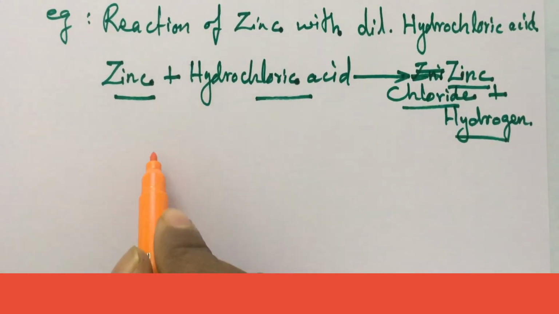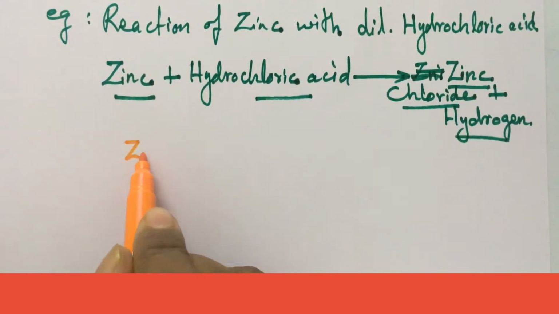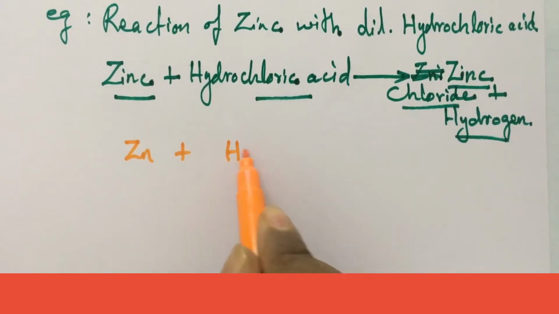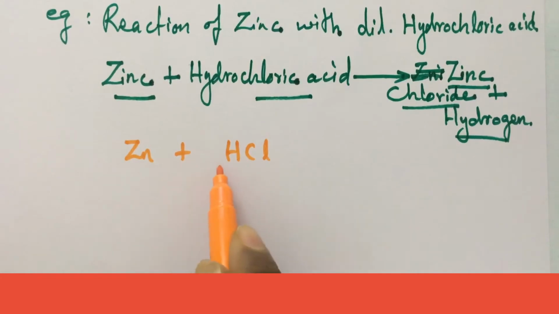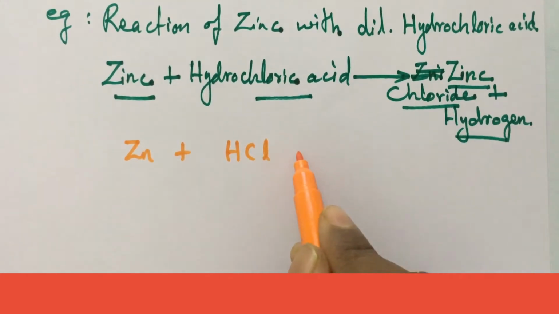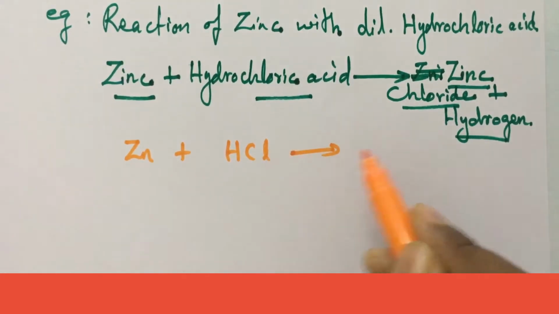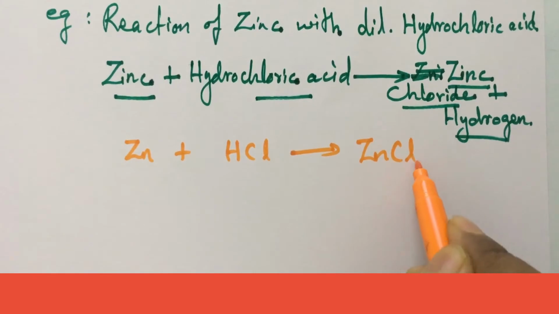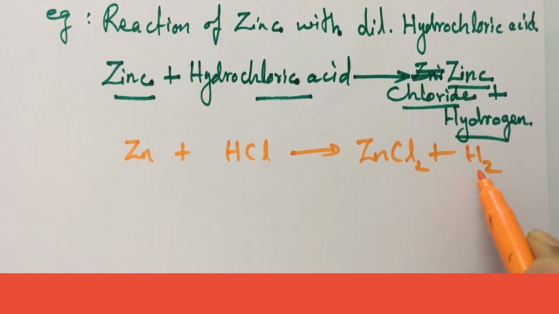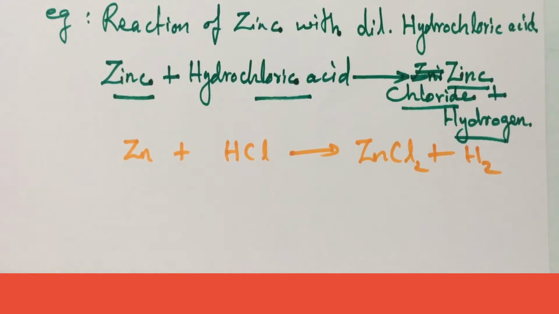So zinc, we know it can be written as Zn, plus hydrochloric acid HCl. Children, put a little gap while writing, because when you want to put coefficients you can add them later. Gives ZnCl2 plus H2. H2 is for hydrogen, right?